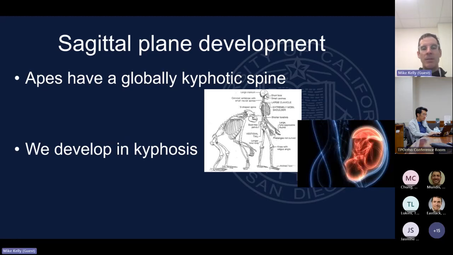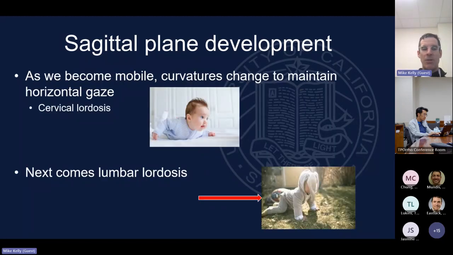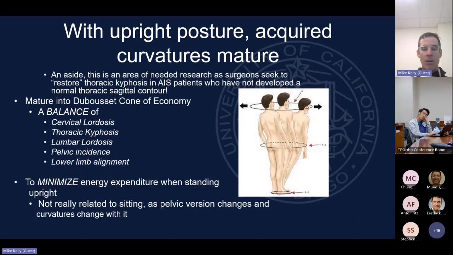So our sagittal plane development, right? We are descendants of apes. Apes have a globally kyphotic spine. We are bipedal, and that is where our acquired sagittal plane features come from. We develop in kyphosis in utero. And then as you mature, you become mobile and you do tummy time and you get some cervical lordosis in an effort to see the horizon. Then you start to crawl and you get some lumbar lordosis. And it's really with bipedalism, where you are upright and walking, that you acquire your sagittal curvatures, right?